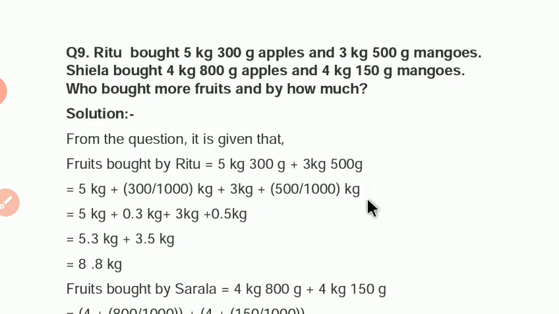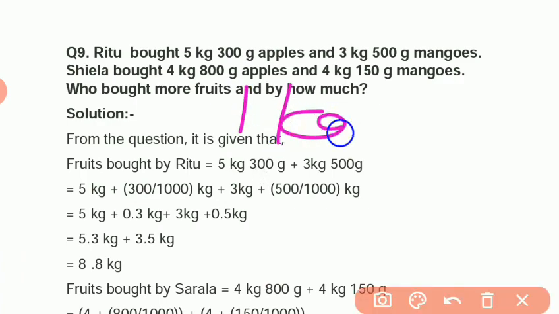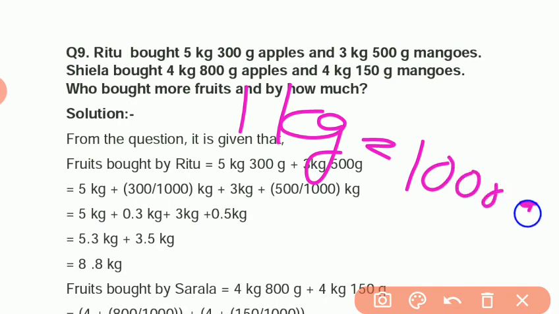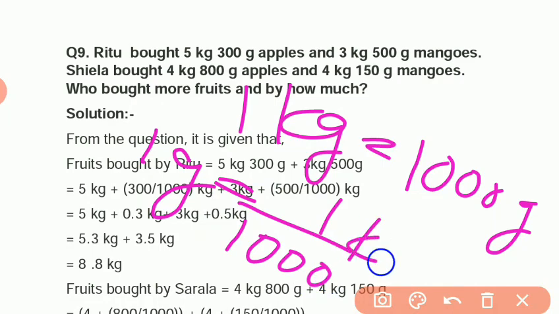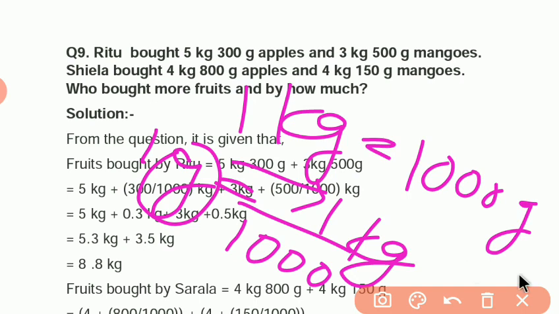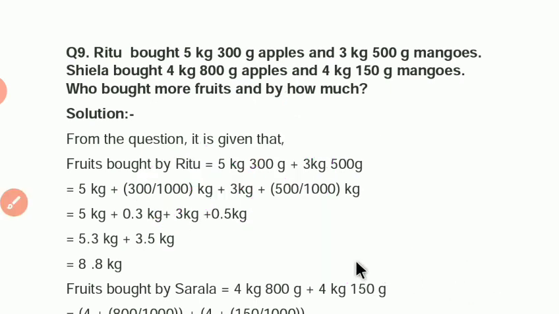So first we will change both into kilogram. The 5 kg is already given in kilogram. Only we have to change 300 and 500 gram into kilogram. We know that 1 kg is 1000 gram. So 1 gram will be 1 upon 1000 kg. It means if you want to change from gram to kilogram, you have to divide by 1000. So 300 gram will be 300 upon 1000 kilogram. Same here, 500 upon 1000 kilogram.